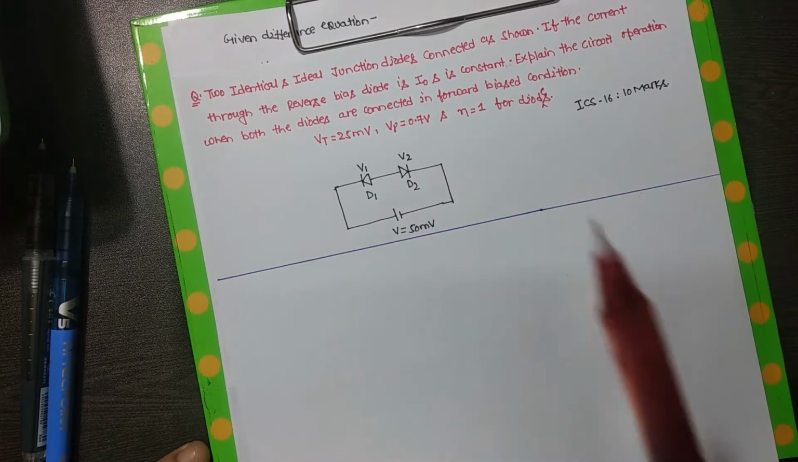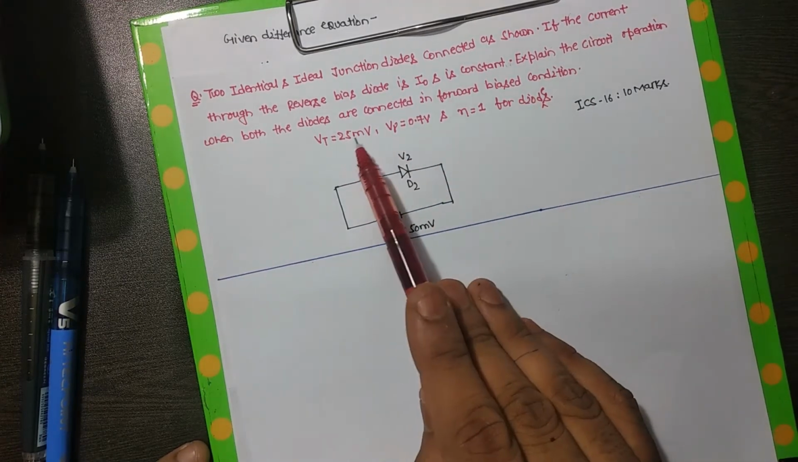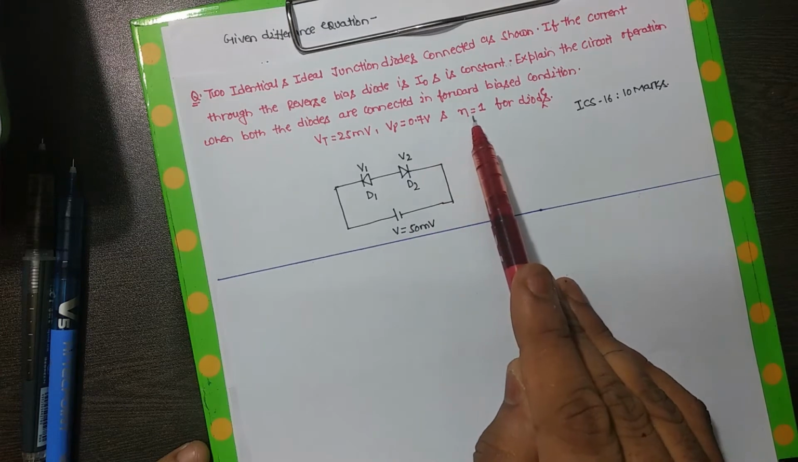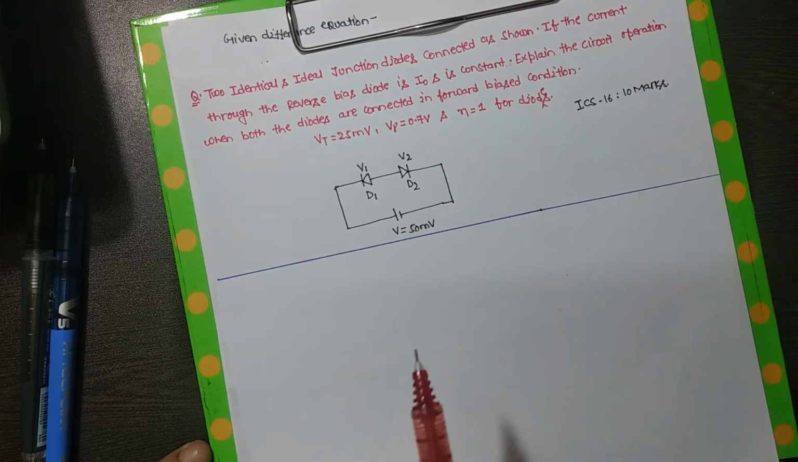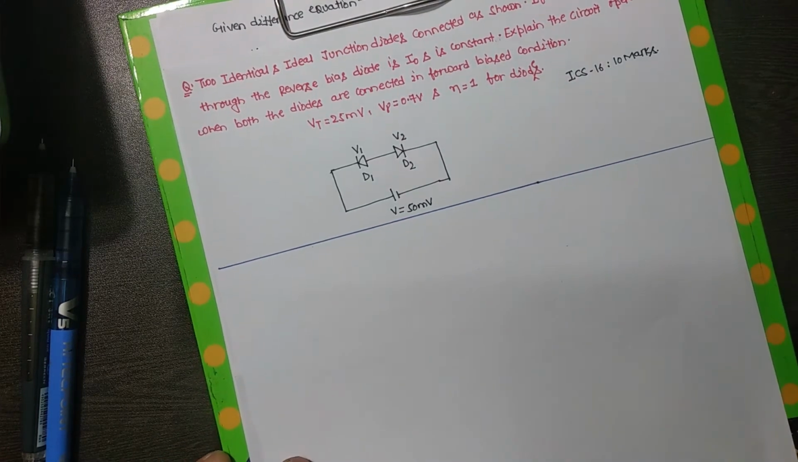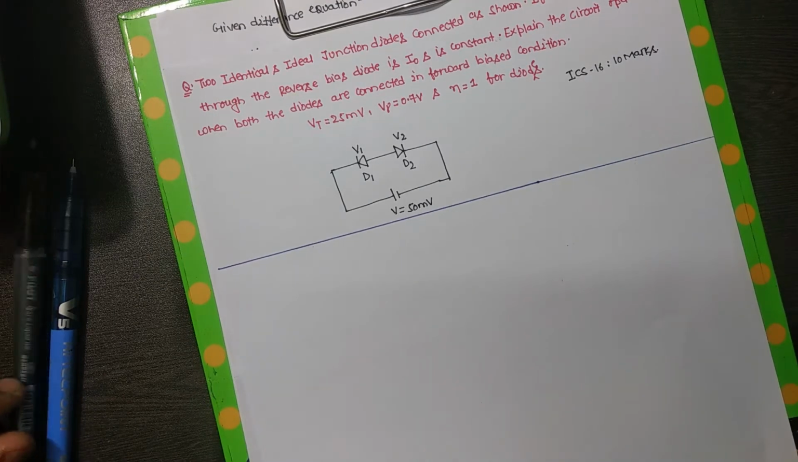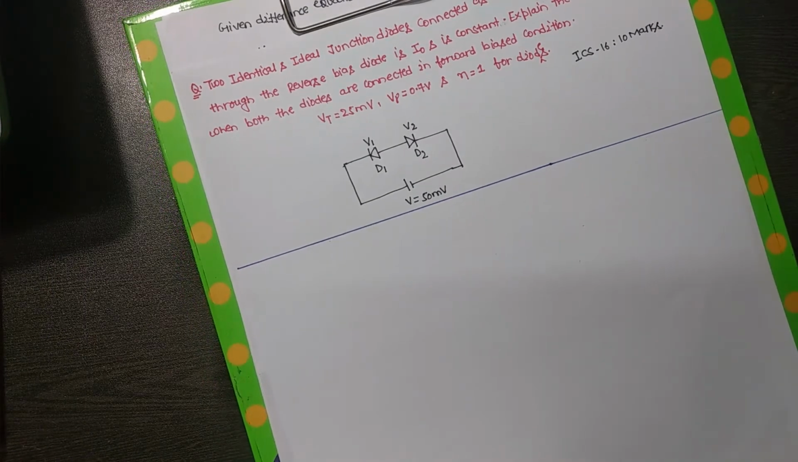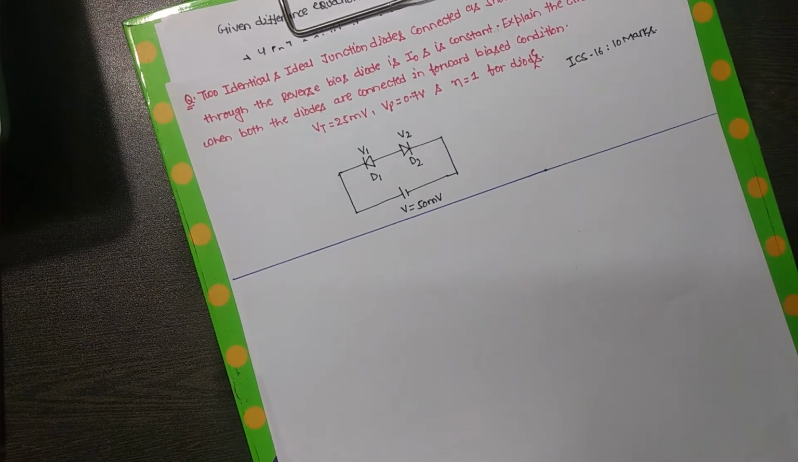ठीक है, अब इसमें given क्या क्या है, VT दिया हुआ है 25 millivolt, V gamma, the cutting voltage is 0.7 volt and eta is 1 for diodes. ठीक है, स्टार्ट करते हैं इसको सॉल्व करने का. सबसे बेसिक चीज हम ये जानते हैं कि कंडीशंस गिवन क्या क्या है. फर्स्ट कंडीशन गिवन इज दैट द बोथ द डायोड्स आर आइडियल एंड आइडेंटिकल जंक्शन डायोड.